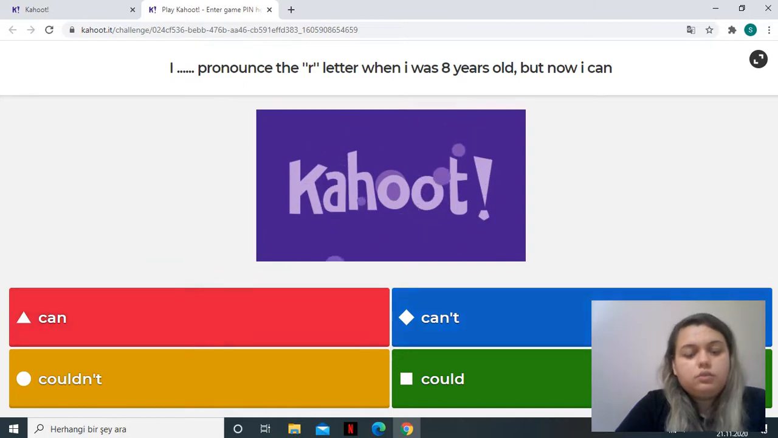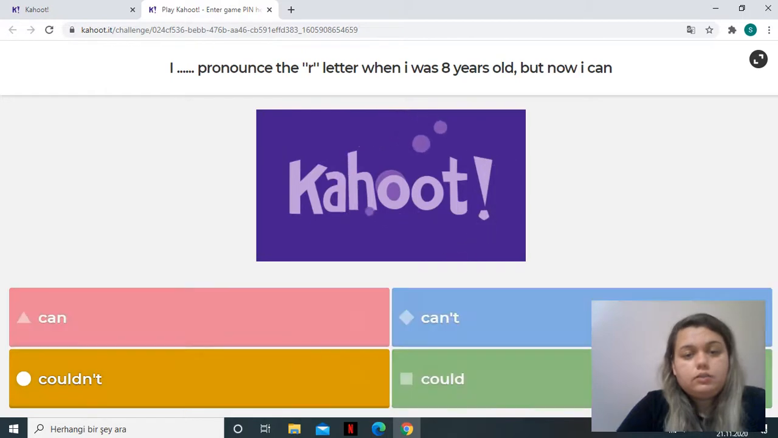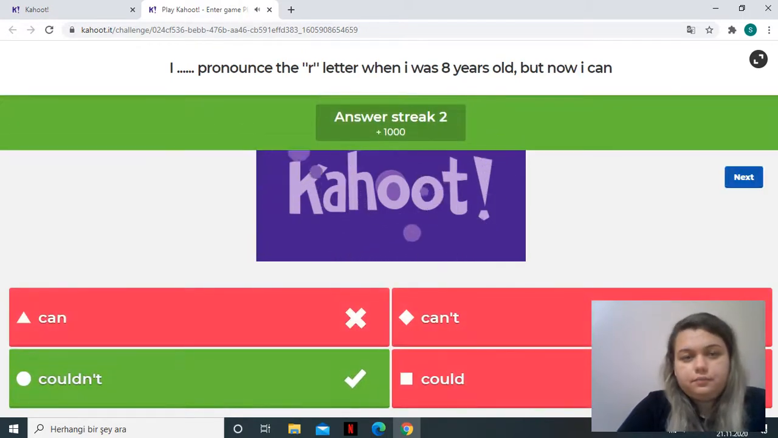We cannot use can't here because the right answer should be a past form. So we cannot use could here because this is the past version of can. But we can use couldn't here because when I was 8 I could not pronounce the R letter, but now I can. So this is the right answer.